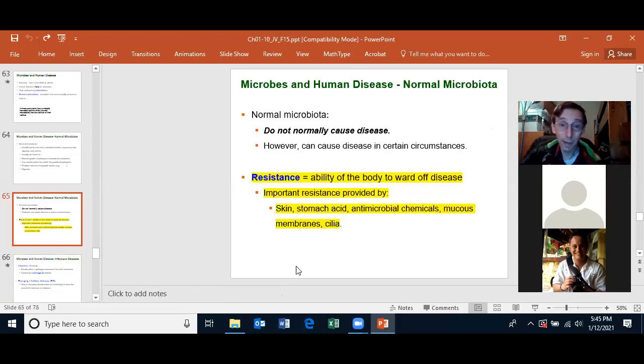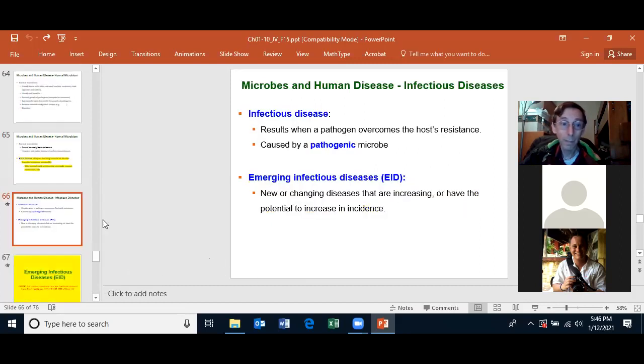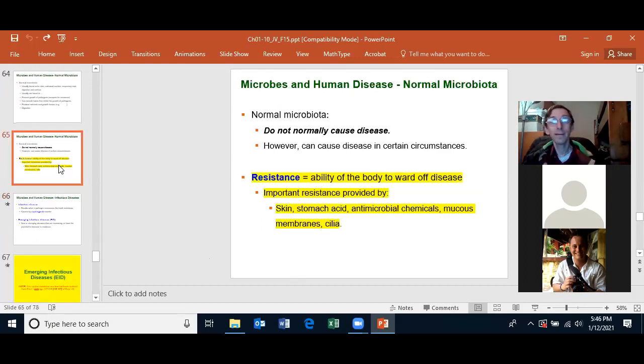The normal microbiota do not normally cause disease. In a healthy individual, the normal microbiota does not cause disease. However, the normal microbiota can cause disease in certain circumstances. Let me just say that if a patient has a weakened immune system, like AIDS patients, the normal microbiota may cause disease. Any question about that?